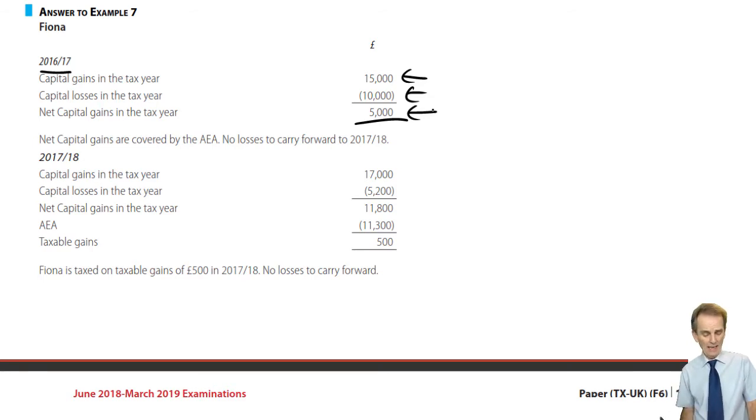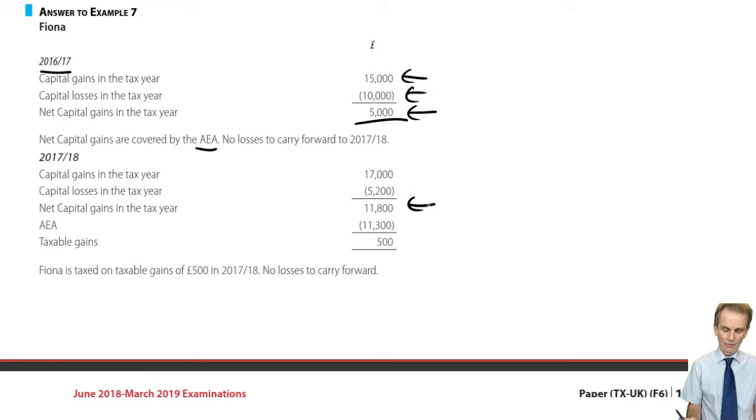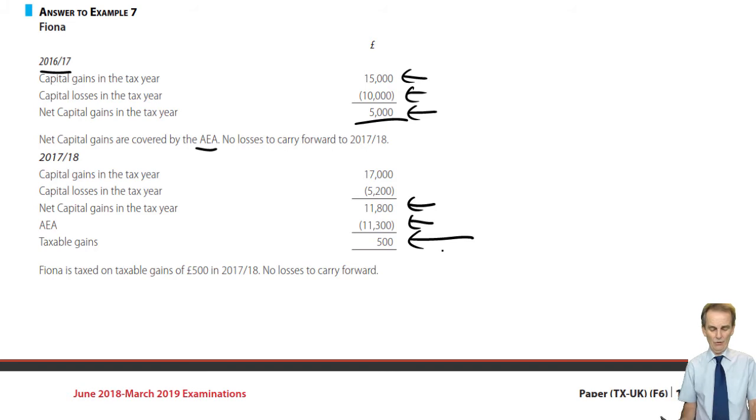We get here a net gain of 5, that of course is less than the AEA, so there is no CGT liability that would arise, and there are no unused losses to carry forward because it had a net gain of the year. Into the second of the 2 years, we must offset the gains and losses of the year. The net gain is 11.8. This time we're above the AEA and therefore end up with taxable gains of £500. And once again, no losses to carry forward.